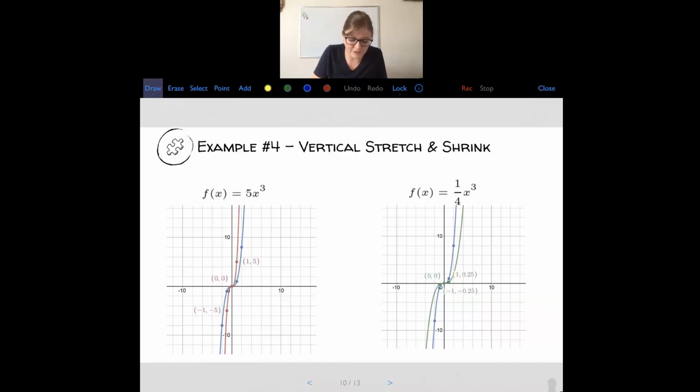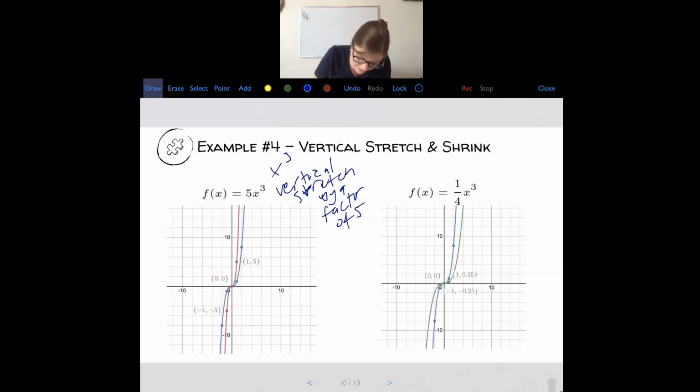Taking our parent function as x cubed, or our cubic function, f of x equals 5x to the third power. This is a vertical stretch by a factor of 5. Here is my parent function and the red line is my baby function. The red has been stretched or pulled away from the x-axis. Notice we had a point at (1, 1), and it went to (1, 5). 1 times 5 is what's giving us that (1, 5).